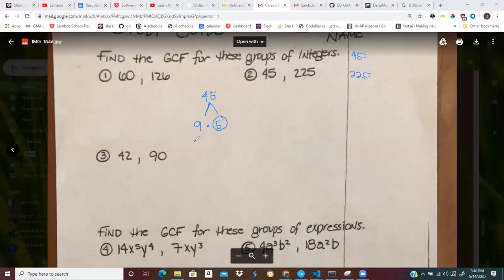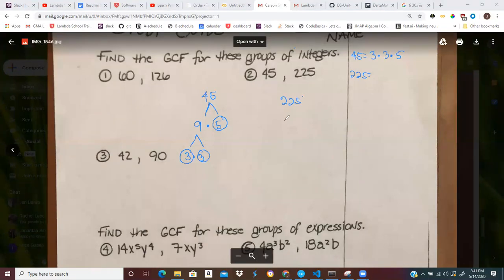Now factors of 9, if it's not prime, therefore it has other factors. That would be 3 times 3. Both these 3's are prime numbers. So therefore, for 45, you have 3 times 3 times 5. That's equal to 45. We do the same thing with 225.